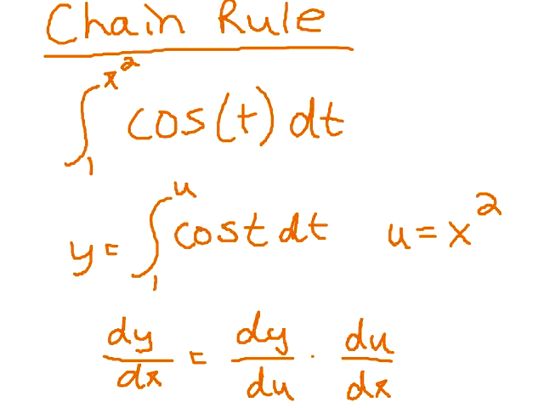There is also the chain rule when it comes to taking the derivative of an integral. This happens when we want to take the derivative of the integral from 1 to x squared of cosine of t dt. You can use substitution by setting y equal to the integral from 1 to u of cosine of t dt, and setting u equal to x squared. The chain rule states that the derivative of y with respect to x is going to equal the derivative of y with respect to u times the derivative of u with respect to x.